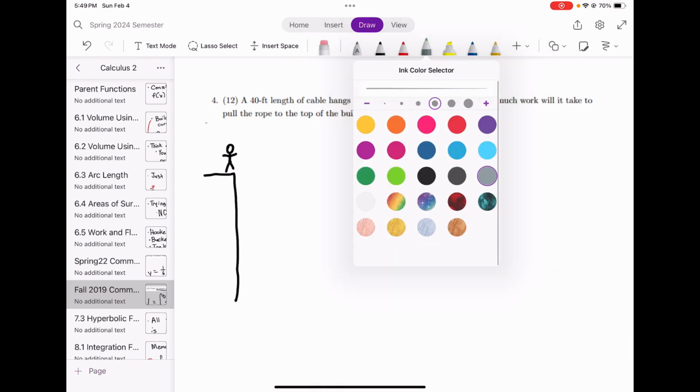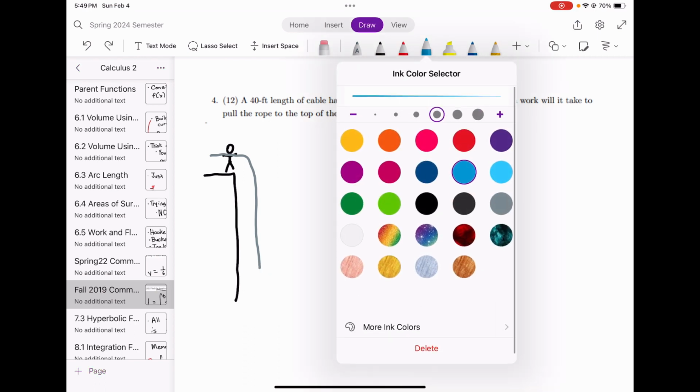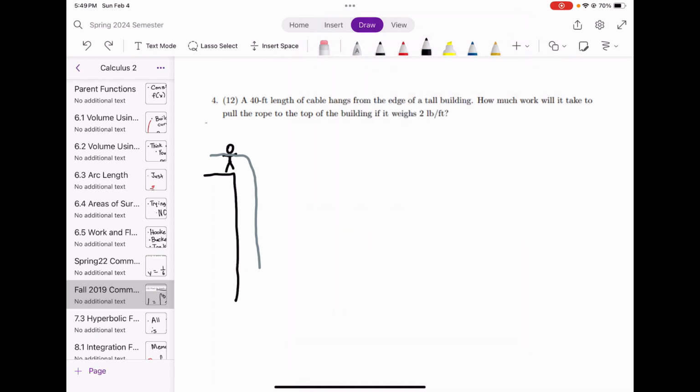Give you some gray for the hands on the rope, and at the bottom of the rope, some blue. Oh, there's nothing on it. Okay, so it's just the cable. There's no bucket or mass hanging off of it. You just have this person pulling a cable, and you want to calculate how much work they're doing.